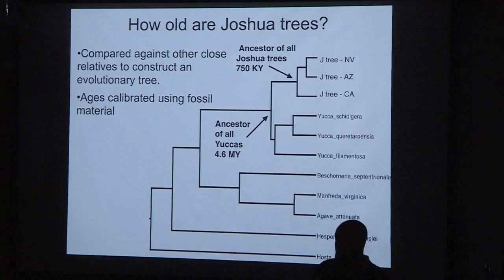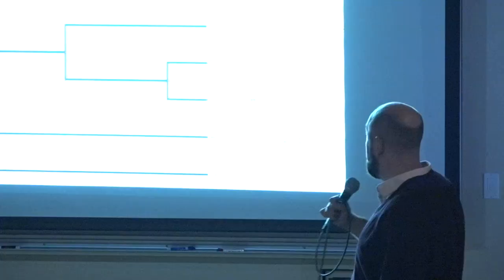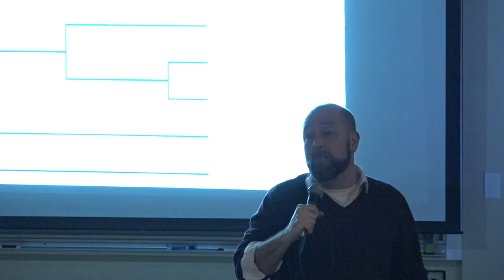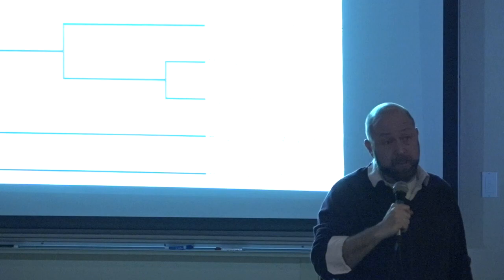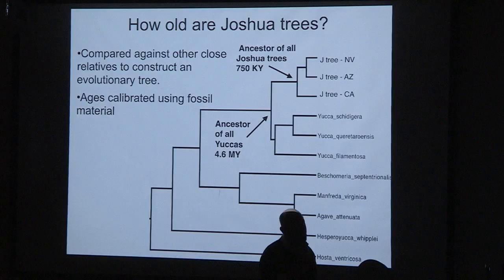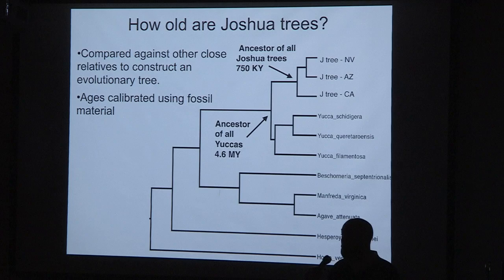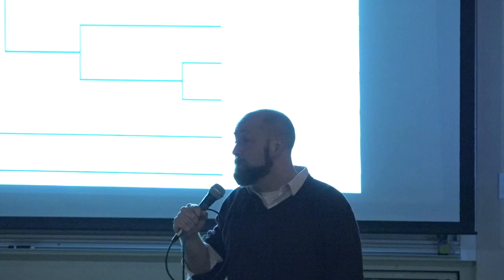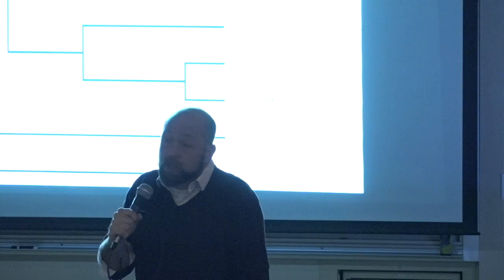This two-hour lecture is dragging on, 4 million years. But for context, humans shared a common ancestor with chimpanzees about 6.5 million years ago. So relative to, for example, the apes, yuccas are pretty young. And the common ancestor of all Joshua trees was about 750,000 years ago. Again, humans shared a common ancestor with Neanderthals about 400,000 years ago. So in the scheme of things, although Joshua trees may look like they're some ancient prehistoric thing from another world, they're actually pretty new.